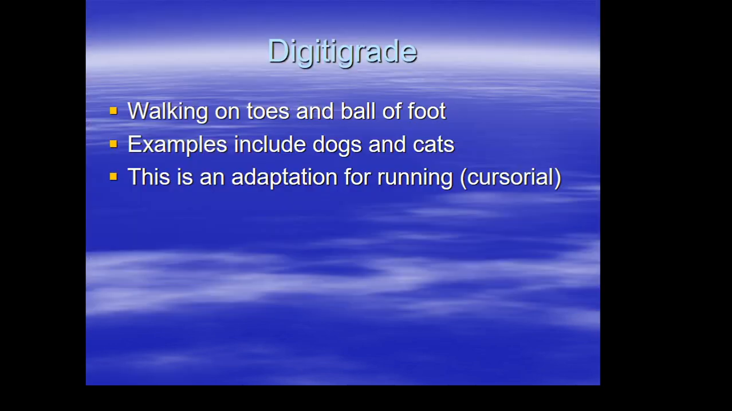We call these kinds of animals digitigrade. Digitigrade means they walk on their digits. They walk on their toe and the ball of their foot. Two examples that I've been using over and over again are the dogs and the cats. And this is an adaptation for running. So a cool vocabulary word for running is cursorial, and that's what you got here.